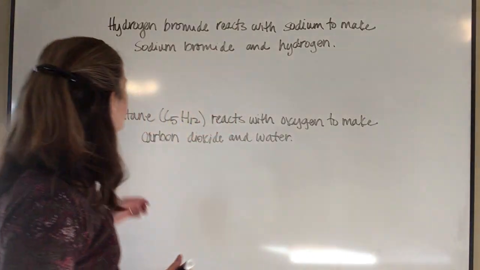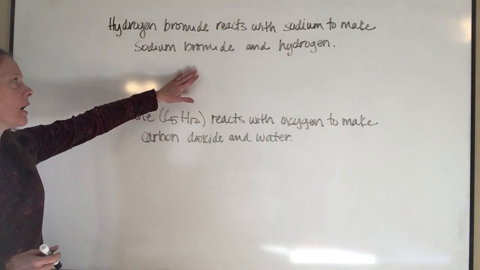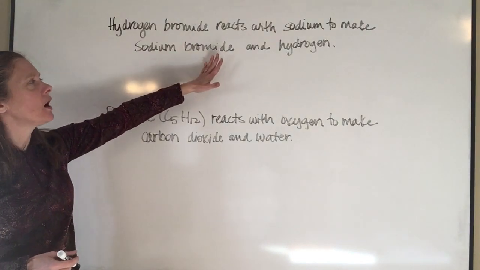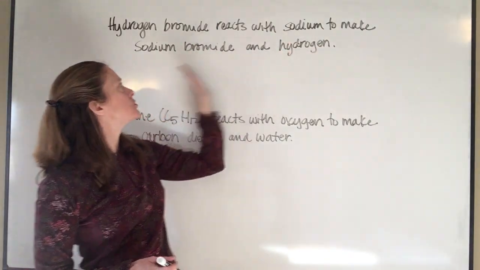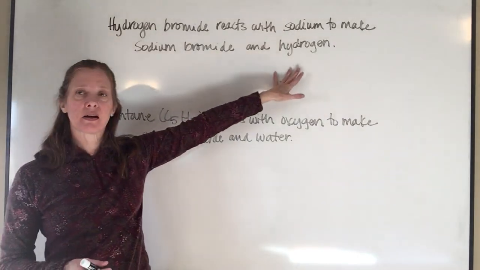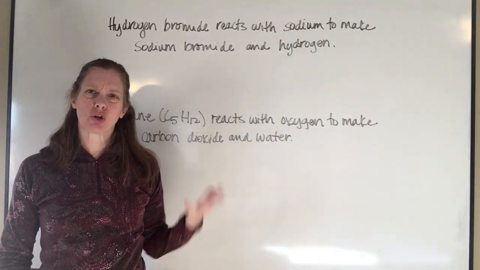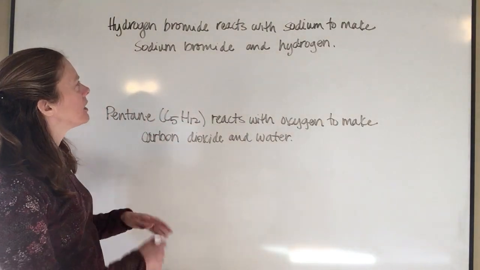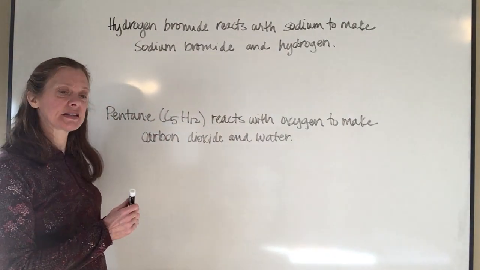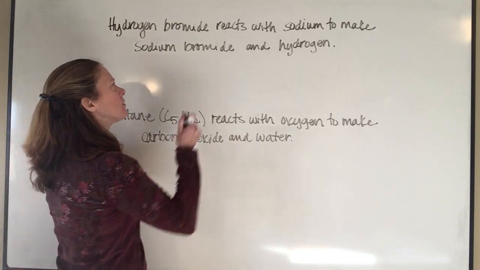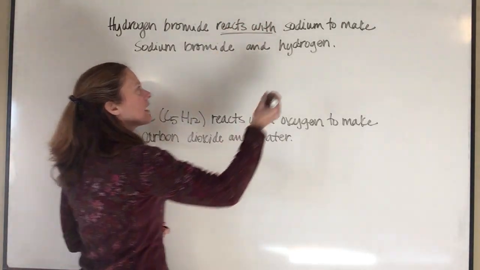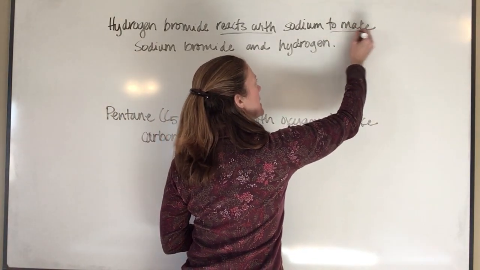and show you how to do them. Okay, so our first reaction that we're going to be writing says hydrogen bromide reacts with sodium to make sodium bromide and hydrogen. So what am I going to do with all of these words? Okay, well, first of all, I can see some key words in here. Here are the words reacts with, and then I also see the words to make.